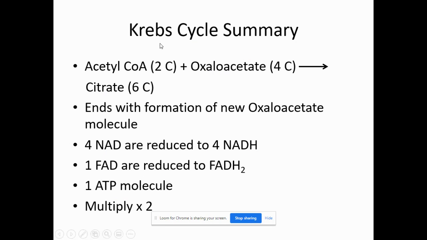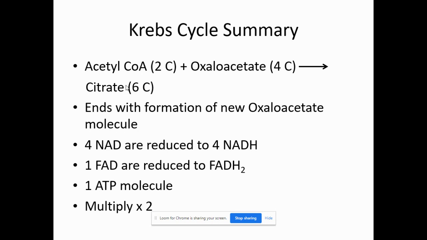All right, so summary of the Krebs cycle. In the first step, acetyl-CoA molecules each bind to an oxaloacetate each time it runs through to form a 6-carbon citrate molecule. That's why it's called citrate, or citric acid. That's why I call it the citric acid cycle.